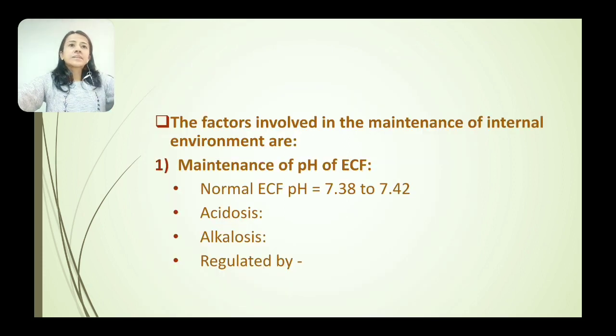Now, various factors are involved in the maintenance of internal environment or homeostasis. First and foremost is pH balance. pH of extracellular fluid is about 7.38 to 7.42. When the pH decreases below 7.38, that is acidosis, and increase in the pH above 7.42 is alkalosis. pH balance is regulated by buffer systems. There are mainly three varieties of buffer systems in our body. One is body fluid buffer mechanism, second is respiratory buffer mechanism, and third is renal buffer system.